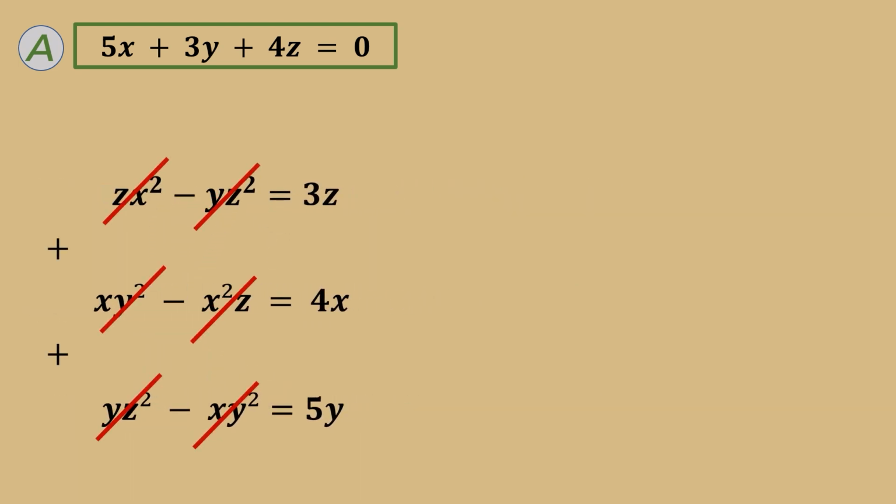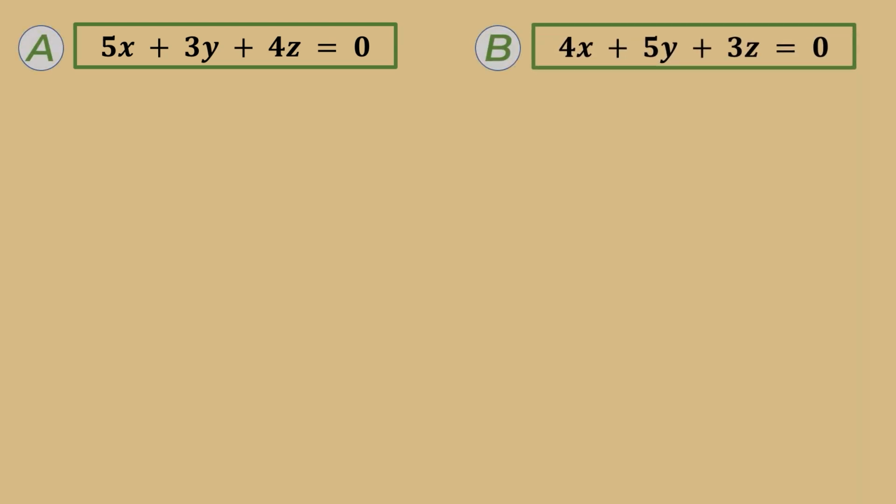Add the three results. Again, all nonlinear terms cancel completely. The new linear equation becomes 4x plus 5y plus 3z equals 0. This will be called equation B. We now have two linear equations. Equation A: 5x plus 3y plus 4z equals 0. Equation B: 4x plus 5y plus 3z equals 0. We use these to find relationships between x, y, and z.